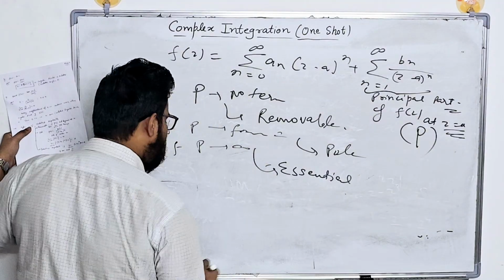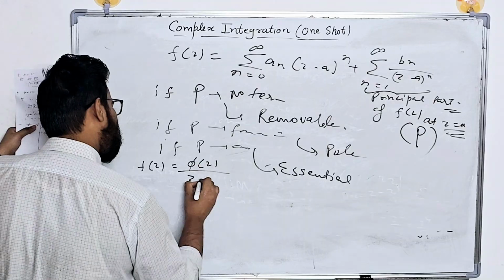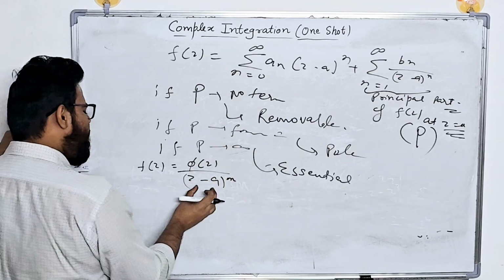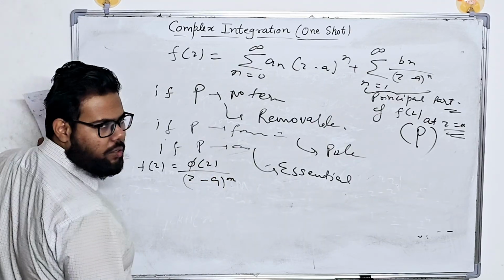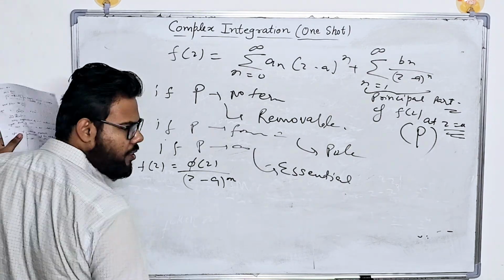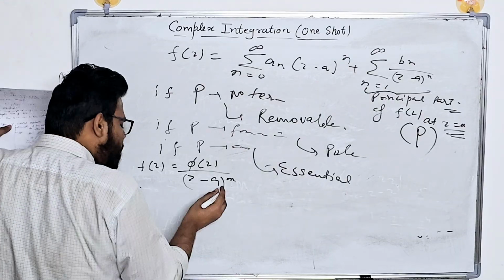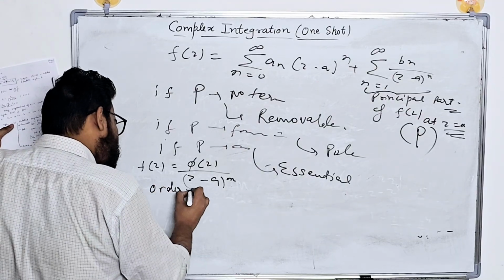Let me define also. Suppose there is a function f of z is equal to phi of z divided by z minus a raised to power m. Then when this denominator is set equal to 0, it has a pole. The value of the pole is a over here. Hence what is the order? The order of the pole is equal to m.